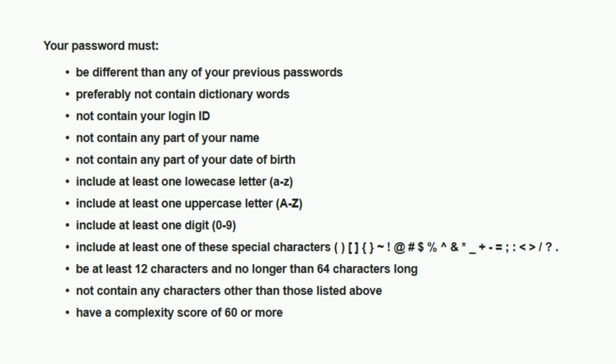To meet UMB's password requirements, your password must contain both uppercase and lowercase letters, at least one number and special character, be at least 12 characters long, not contain your login ID, any part of your name or your birth date, and overall reach a complexity score of at least 60. Coming up with a password that meets all of these requirements may seem a bit tricky at first. If you're having trouble, here are some tips to help.